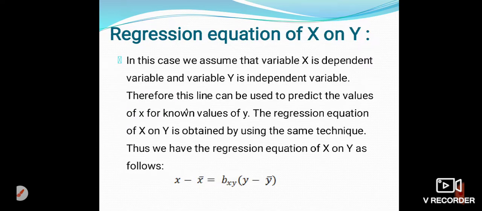Similarly, the regression equation of x on y can be found out. In this case, we assume that the variable x is dependent and variable y is independent. Therefore, this line can be used to predict the values of x for known values of y. The regression equation of x on y is obtained by using the same technique. Thus, we have the regression equation of x on y as follows: x minus x bar is equal to bxy in bracket y minus y bar.